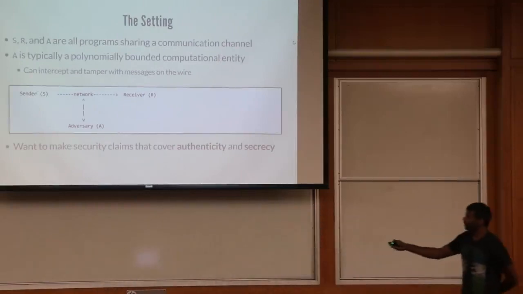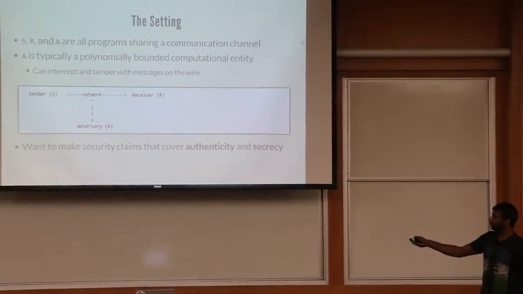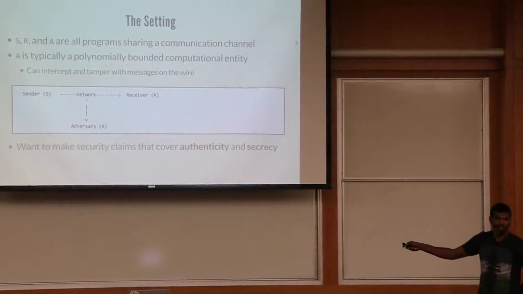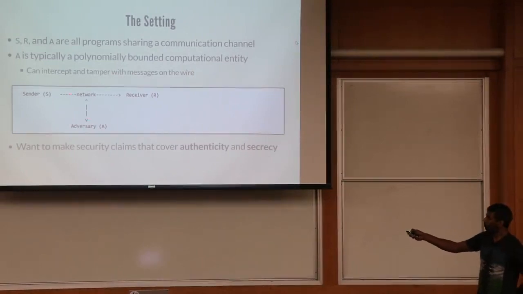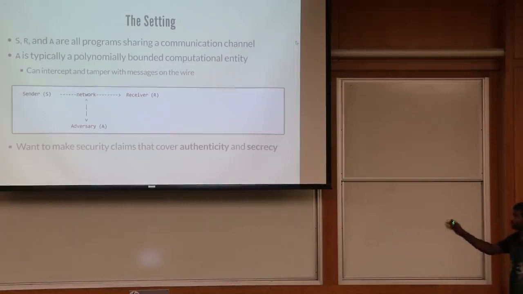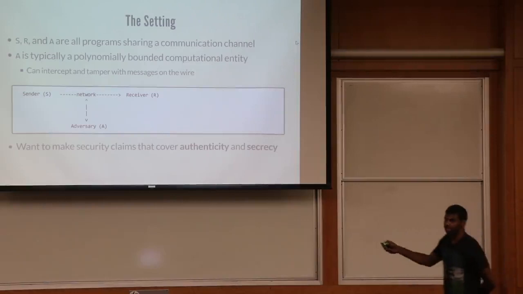They're communicating over a network, and there's an adversary sitting on the network that's polynomially bounded in some public parameters. The adversary can both intercept and tamper with the messages that are going back and forth. So that's the setting, and we want to make security claims about this kind of setting.